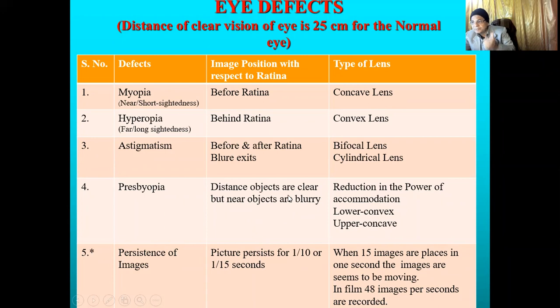Bifocal, whenever people use the bifocal, then the upper part is concave lens and the lower part is convex lens. Now the important point is the fifth, that is persistence of image.